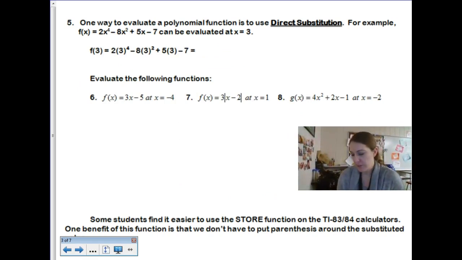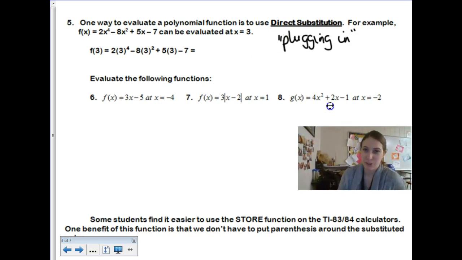All right, if I'm going to evaluate a function, we've done this many a times where we just use what's called direct substitution. This is what a lot of kids refer to as plugging in. That is not the official term. The official term is either evaluating a function or directly substituting a value into the function.